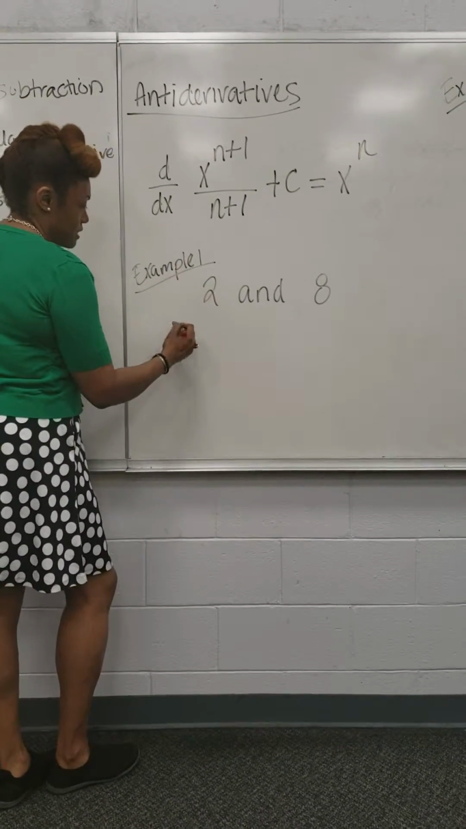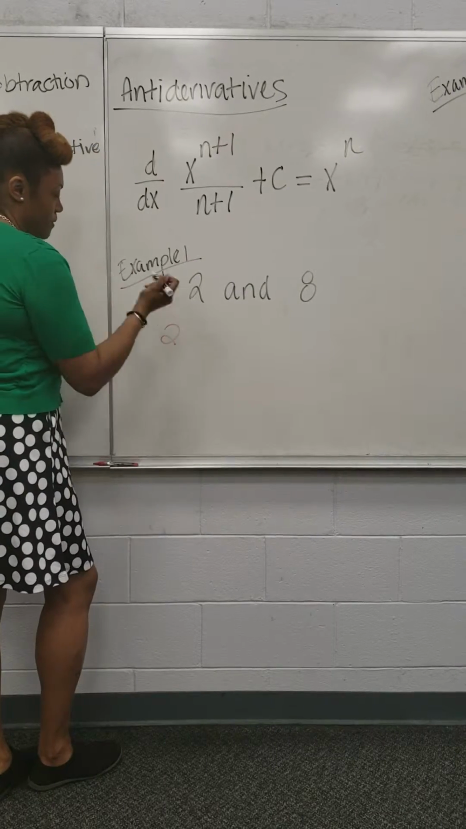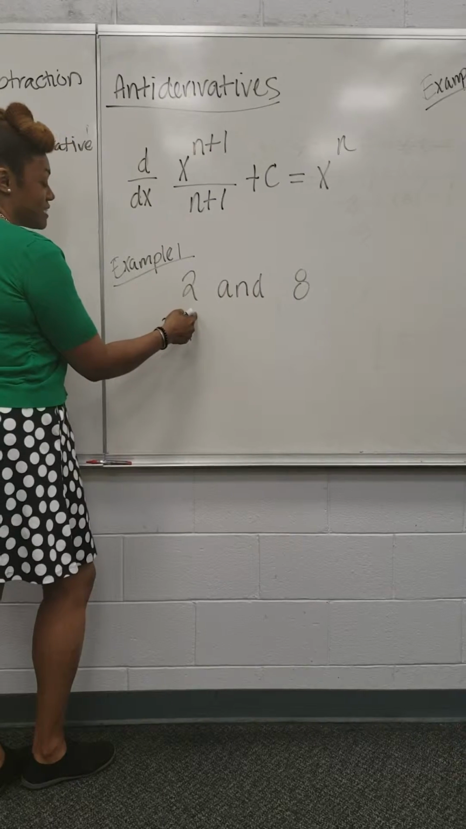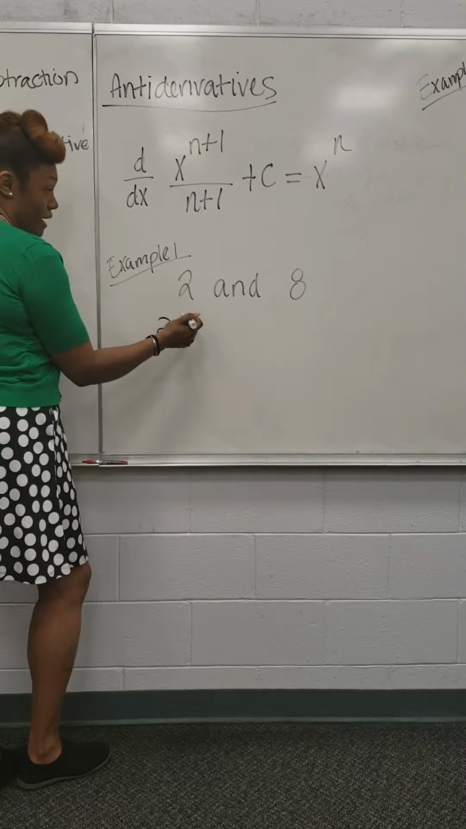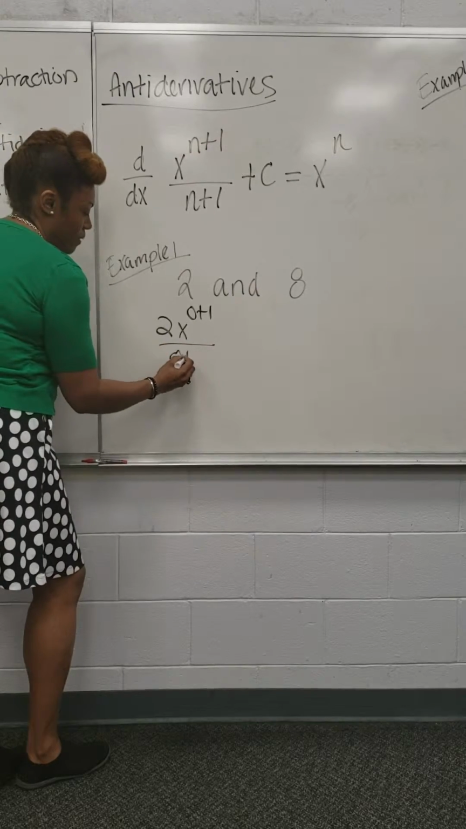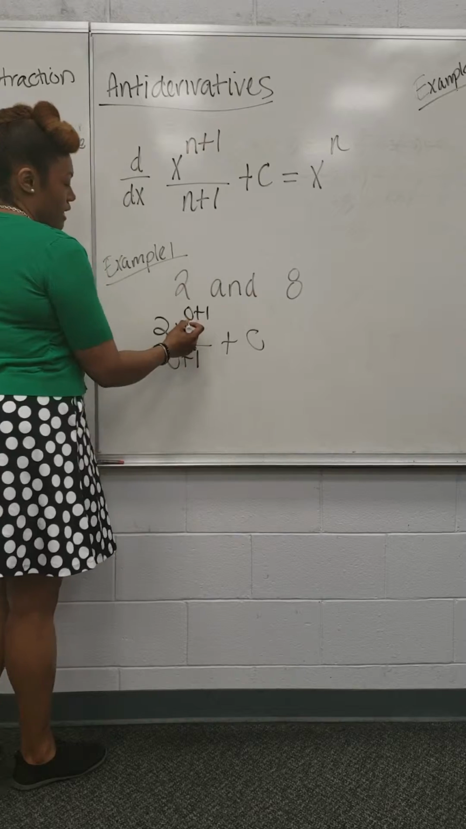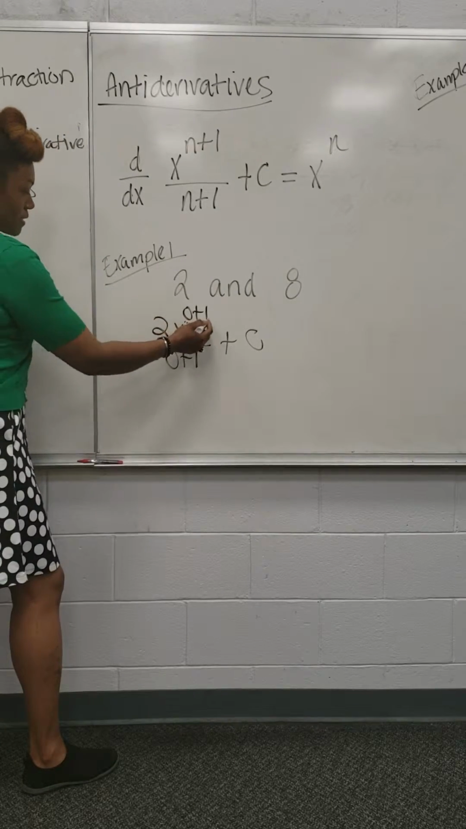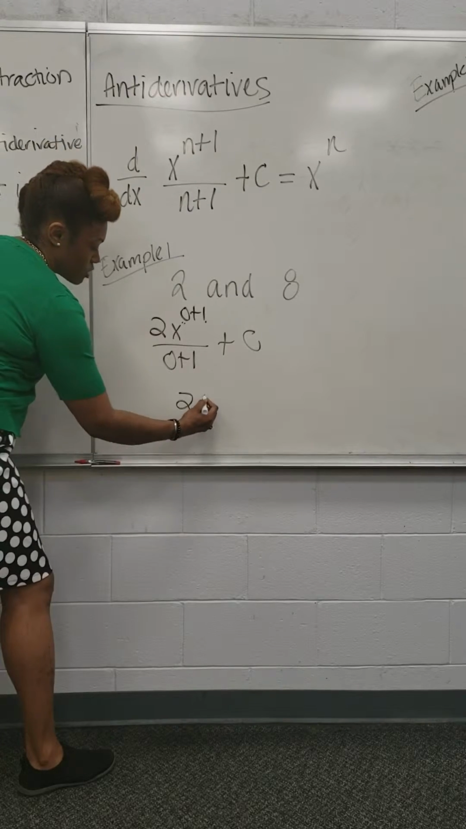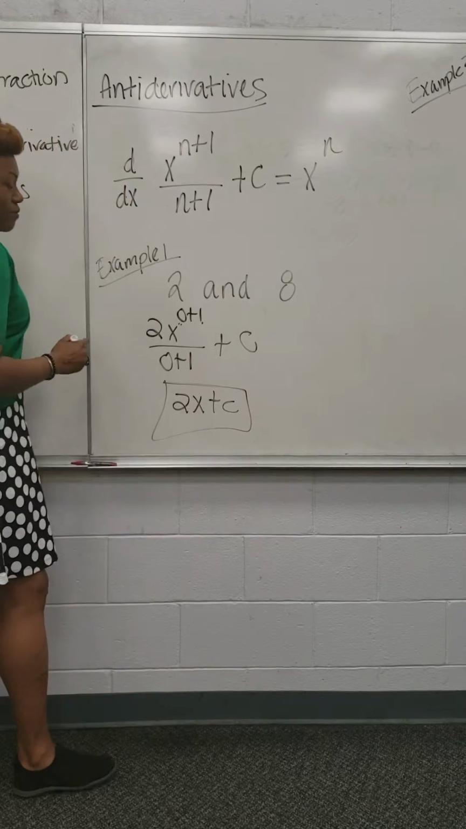So, for instance, this has no variable. So we would have this as 2 times x to the exponent of 0 plus 1, divided by 0 plus 1, if I'm using this formula, plus c. Well, 0 plus 1 is just 1, and then 0 plus 1 is 1, so my answer would just be 2x plus c as my antiderivative.